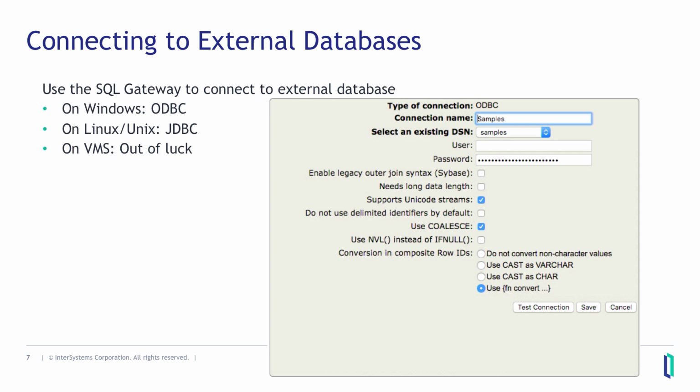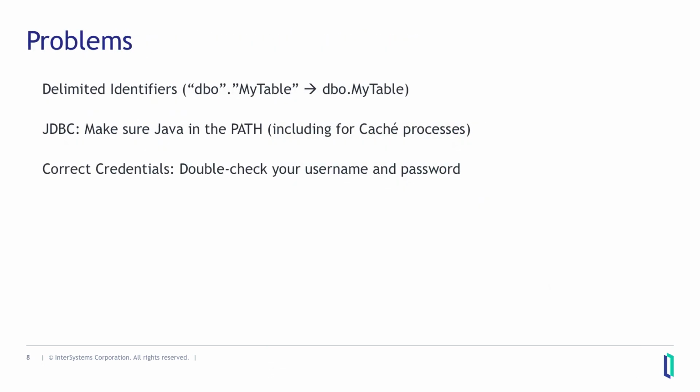You can't run any of this stuff on VMS, and that is way outside the topic of this talk. So any questions on that, you can talk to me afterwards. So setting up the SQL Gateway connection is pretty easy. You fill in this form, and for the website, you connect.